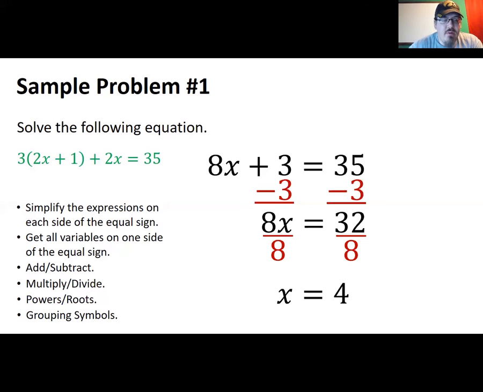Now, if we go back to the original equation, we can always plug 4 in and see if it does in fact equal 35 on the left. If you go through the process and put the 4 into the parentheses, 2 times 4 is 8, plus 1 is 9, 9 times 3 is 27. The 2 times 4 is 8, so 27 plus 8 does equal 35. And so we are in good shape. We found the correct final answer.